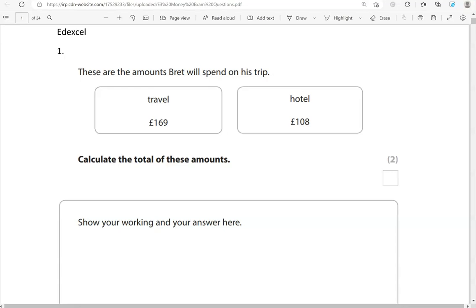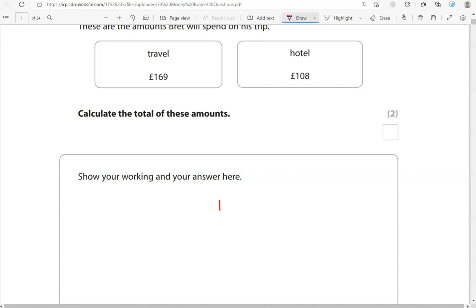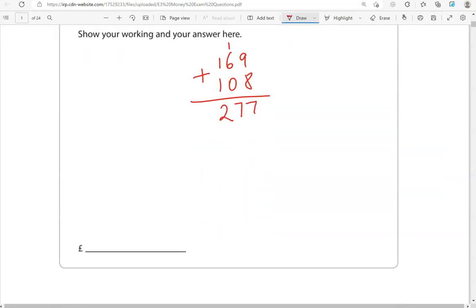These are the amounts Brett will spend on his trip. Travel, £169. Hotel, £108. Calculate the total of these amounts. Show your working and your answer here. So we've got £169 and £108. Adding these two together, 9 and 8 gives us 17. So 7 down, 1 carried over. 6 and 1 is 7. 1 and 1 is 2. So £277.